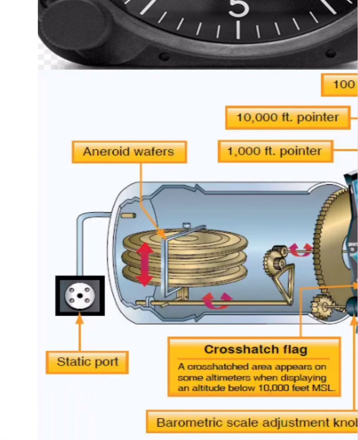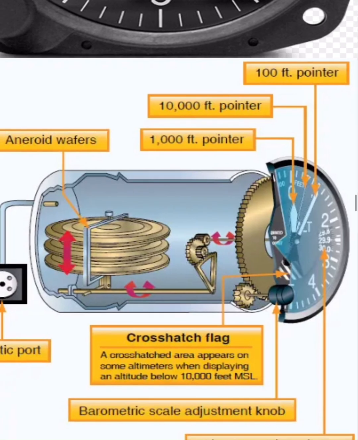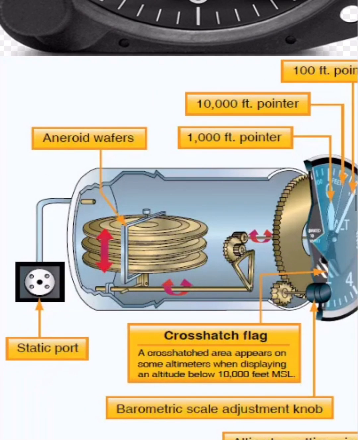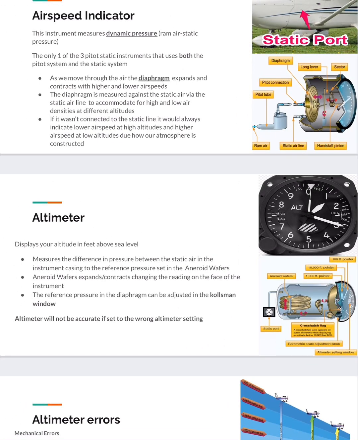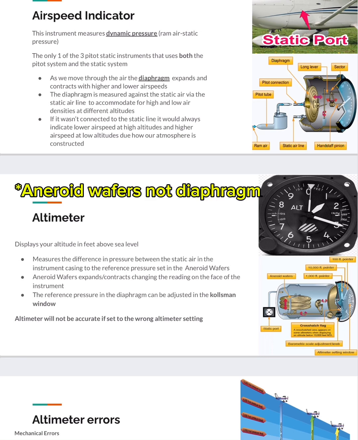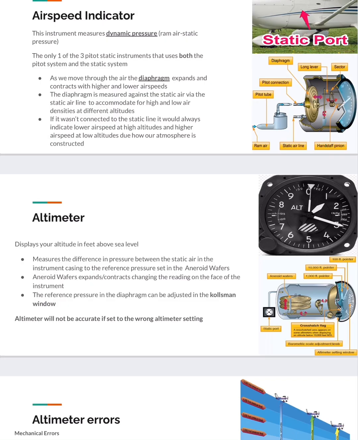So, let's give a scenario where we're starting a climb. As we start climbing, we start experiencing less and less pressure inside of the instrument casing. These aneroid wafers are going to get a chance to expand, showing us on the face of the instrument a gain in altitude. Say we start to descend, higher pressure inside of that instrument casing, it starts to squeeze these aneroid wafers. And that's when we start to get a decrease in our indication on the altimeter. The reference pressure can be adjusted in the Kollsman window. We always got to make sure we're doing that. That's the biggest thing with the altimeter here, it's garbage in, garbage out.